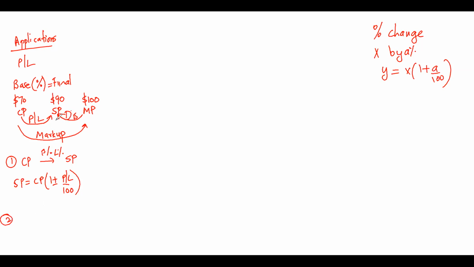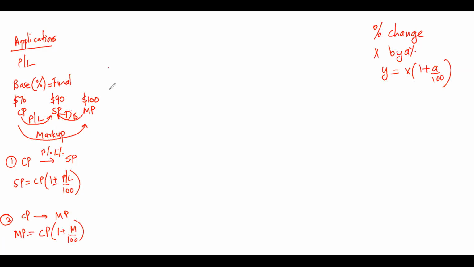Second thing is going from the cost price to the marked price. So if you actually made something for $70, you mark it up by a certain percentage to make it $100. But again, understand the base of that percentage is the cost price. You're going from here to here, right? So here the marked price, which is the final product, is cost price into 1 plus markup percentage over 100.